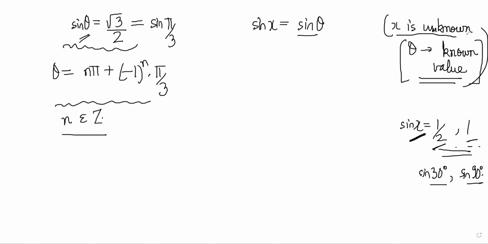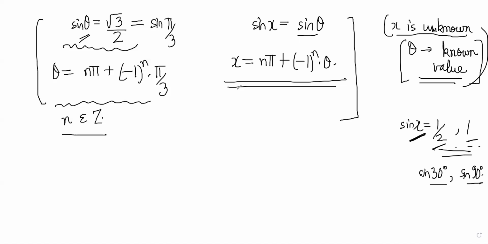Known angle, and x is your unknown angle, then we can write the formula as x is equal to n pi plus minus 1 power n theta. That general expression gives us the answers of all the angles that satisfy the equation. Okay, so that is for sine. The proof of this formula we'll see later, one or two chapters later. But right now, you just have to know the general expression for the solution of this equation.